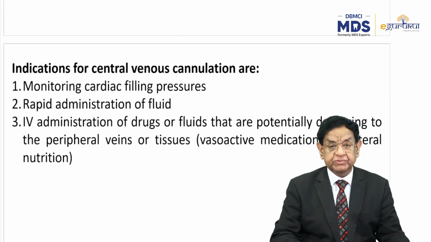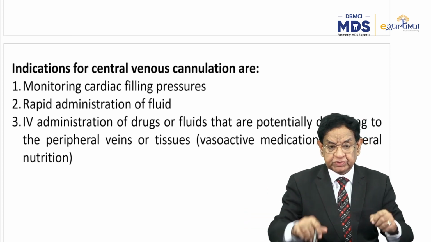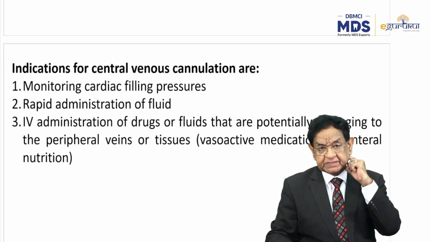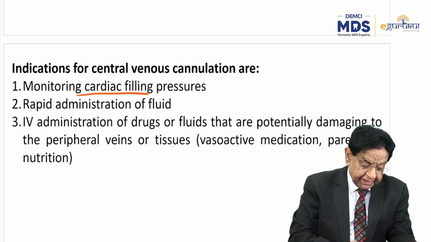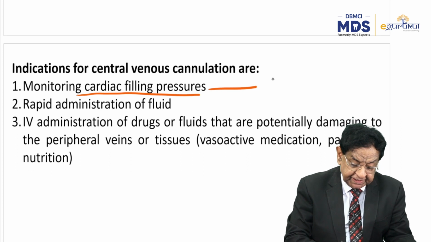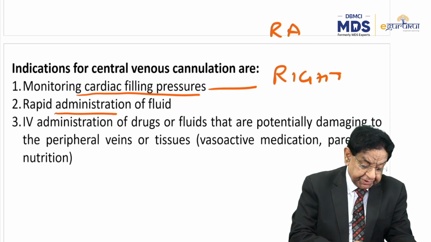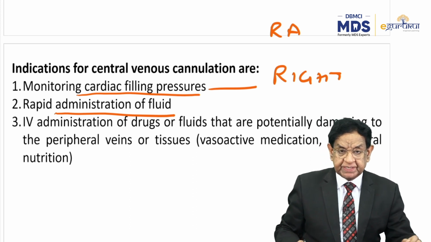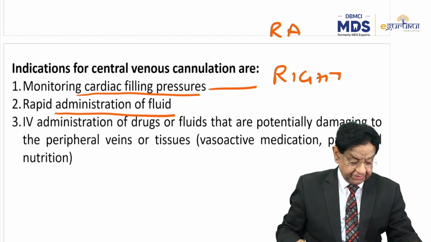Now, what are the indications for using a central line? Remember, normally when we put a line, it is peripheral, in the cubital fossa or maybe in the arm also. They're all peripheral. Central means near the neck. So we can use it for monitoring cardiac filling pressure, especially right-sided pressure in the right atrium. Also rapid administration of fluids, when the patient needs severe fluid immediately, because it goes directly into the heart.